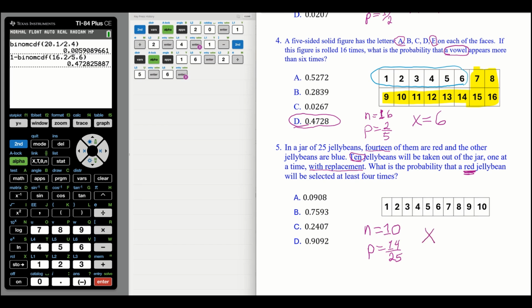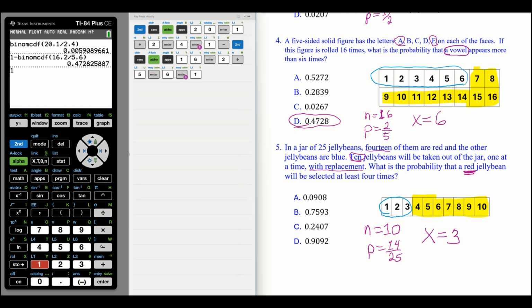What is our X? Select at least 4 times. That means that we need 4 up, which means we need to subtract out our CDF. So it will be 1 minus our CDF. So our X is 3.